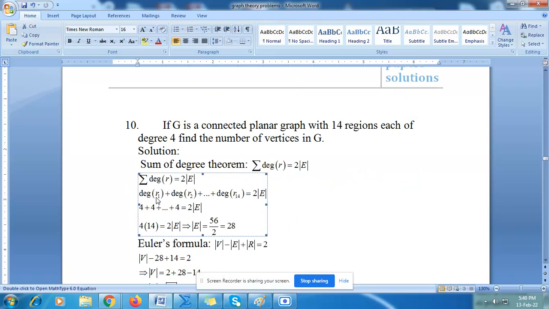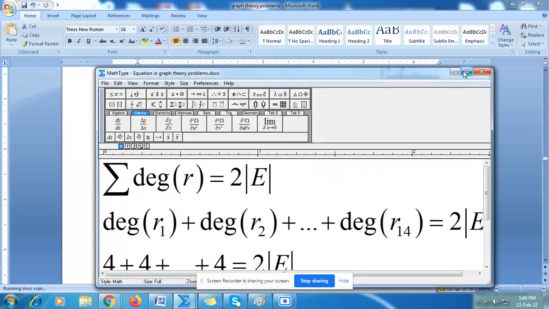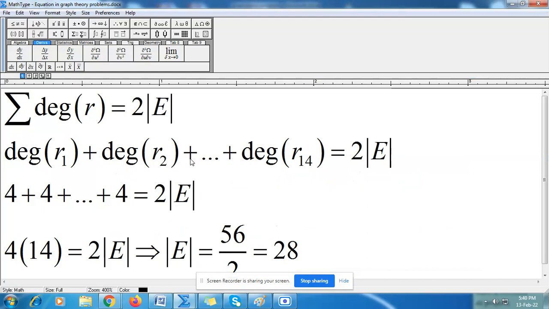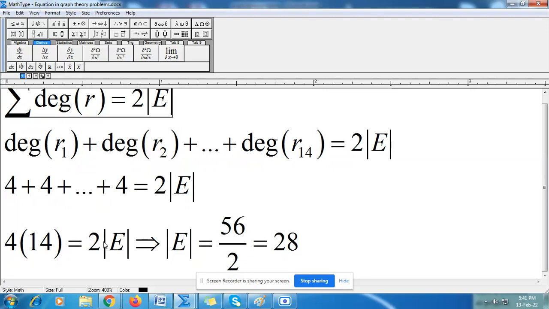This means degree of R1 plus degree of R2 plus so on up to degree of R14 is equal to twice the number of edges. Given that each region has degree 4, 4 plus 4 plus so on is equal to twice the number of edges. That is, 4 times 14 is equal to twice the number of edges. That implies the number of edges is equal to 56 by 2, which is 28.